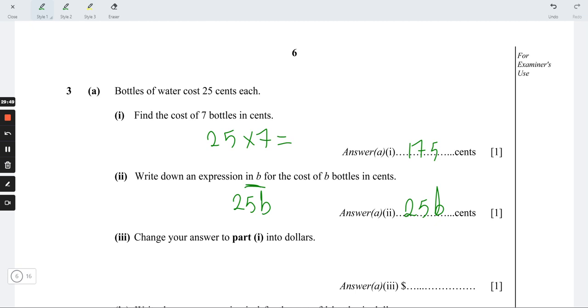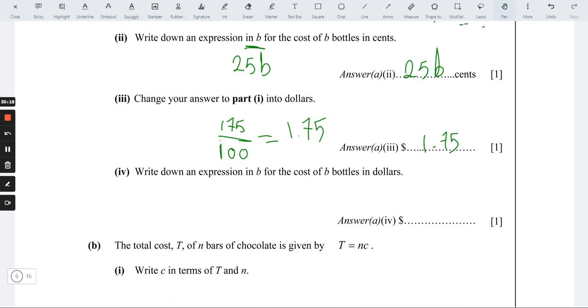Now change your answer to part I into dollars. Part I is 175 cents. Change it to dollars. $1 is 100 cents. So dividing by 100, you will get $1.75.